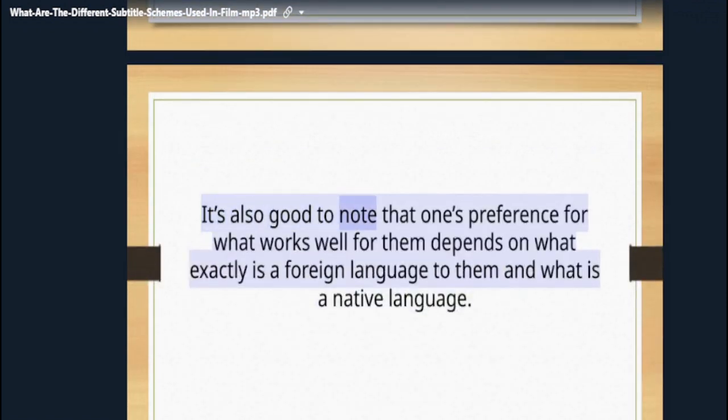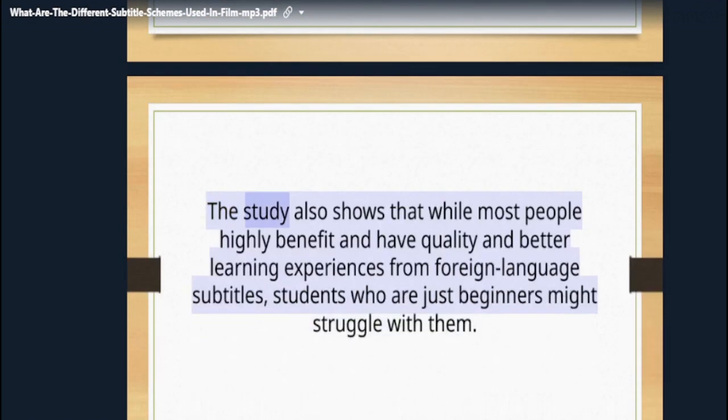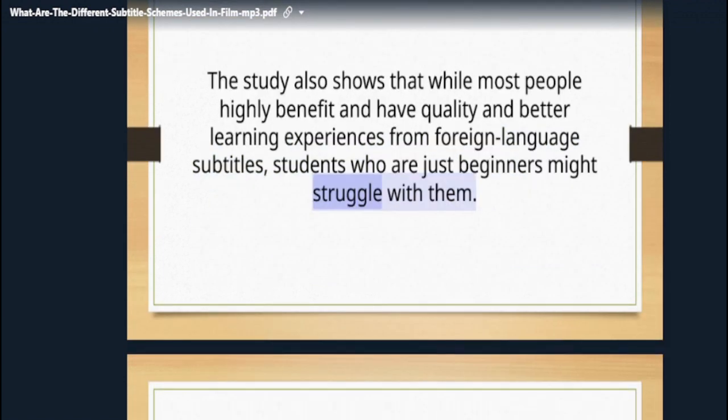It's also good to note that one's preference for what works well for them depends on what exactly is a foreign language to them and what is a native language. The study also shows that while most people highly benefit and have quality and better learning experiences from foreign language subtitles, students who are just beginners might struggle with them.